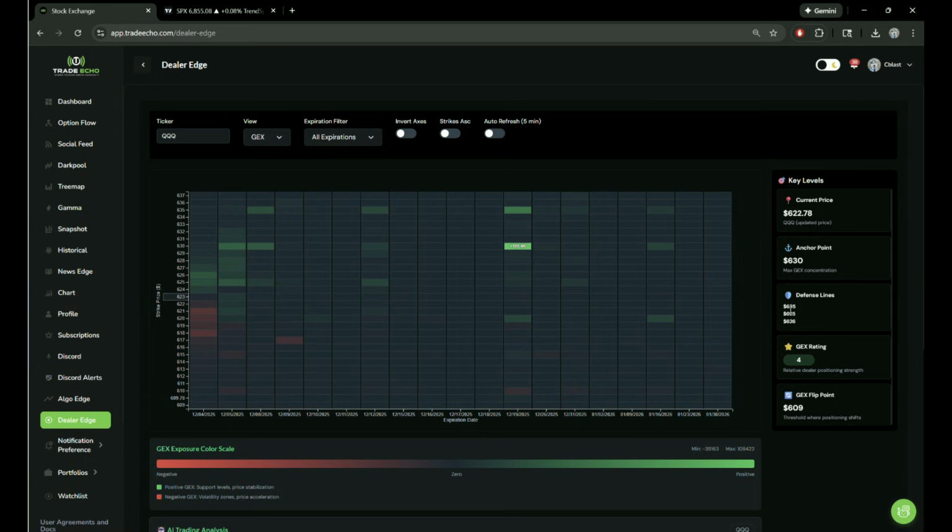Defense lines: secondary high GEX levels that act as backup support or resistance. GEX rating: a 1 to 5 score summarizing dealer bias. 5 equals strongly bullish, 1 equals strongly bearish, 3 equals neutral or range bound. GEX Flip Point: where gamma turns from positive to negative. This is one of the most important volatility markers, and when price approaches a flip point, volatility often increases sharply.